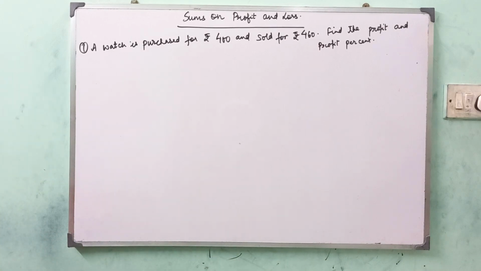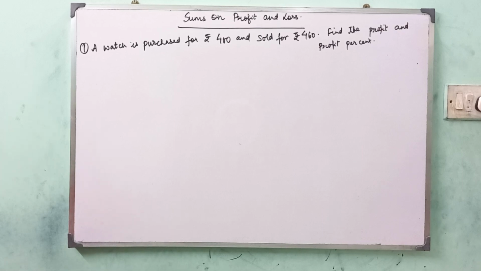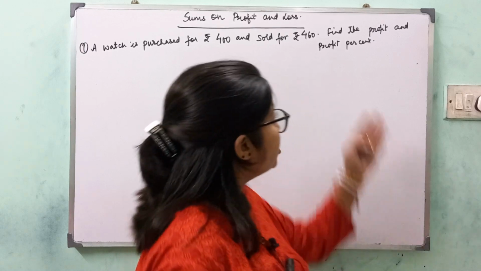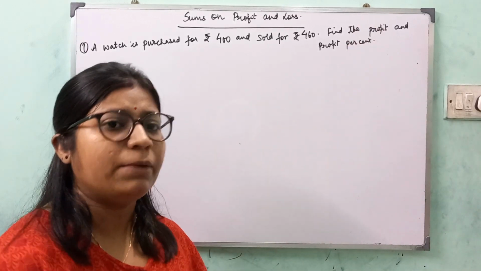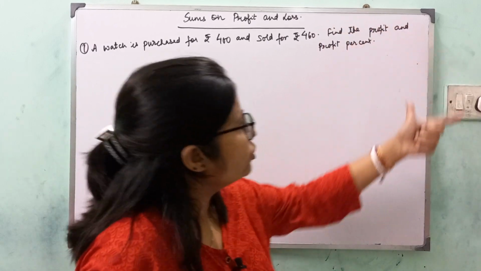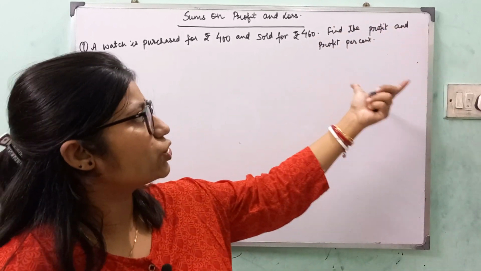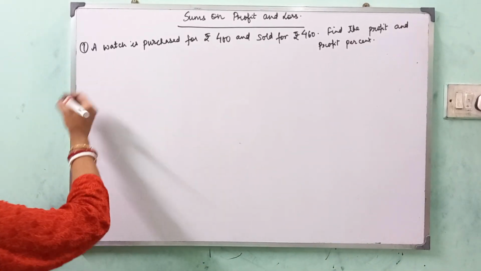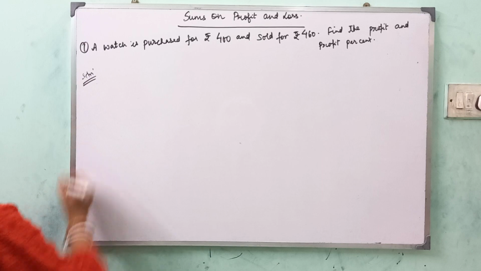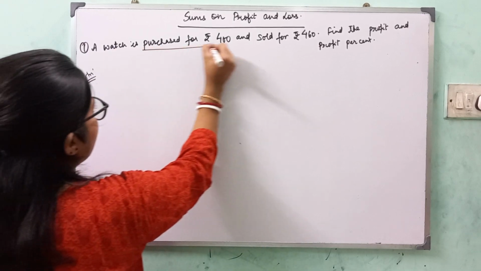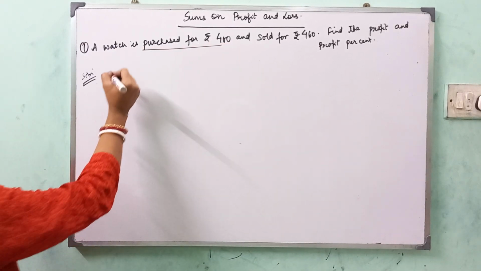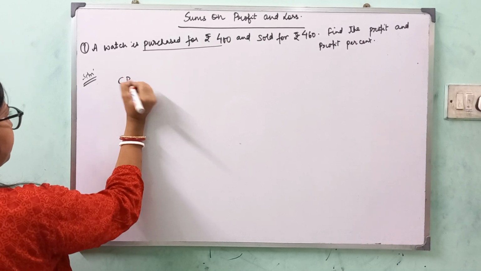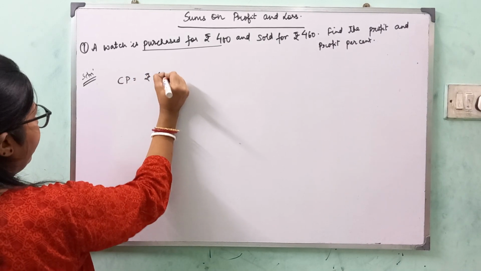A watch is purchased for rupees 400 and sold for rupees 460. Find the profit and profit percentage. Now here in this question it is easy enough, as I have mentioned to you already. If this was not given to you and I had asked find the profit or loss and profit or loss percentage, the very first thing that you will check is what the watch is purchased for. It is purchased for, means the cost price, that is rupees 400.